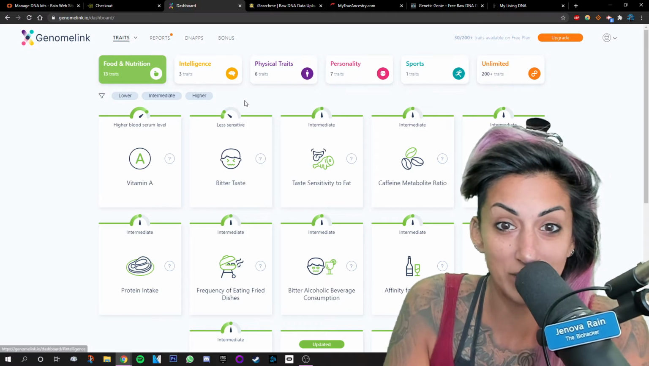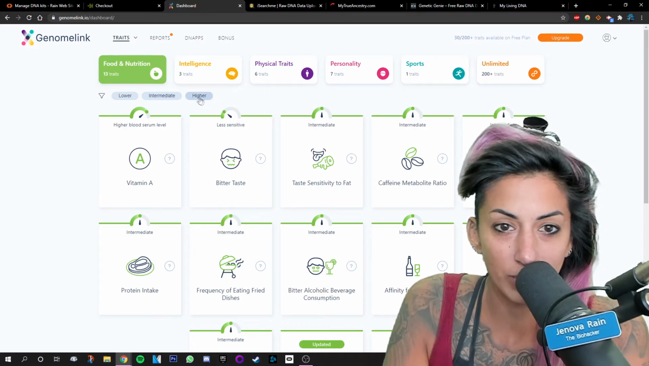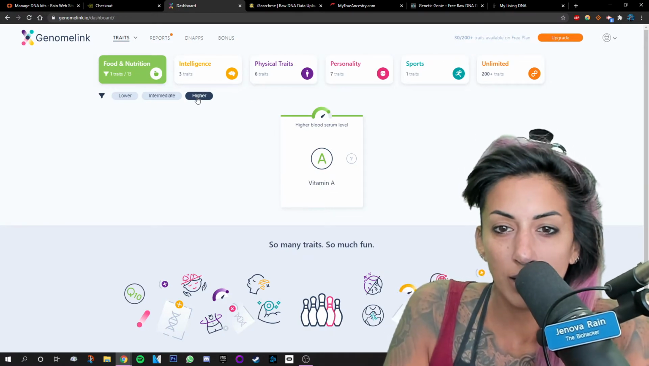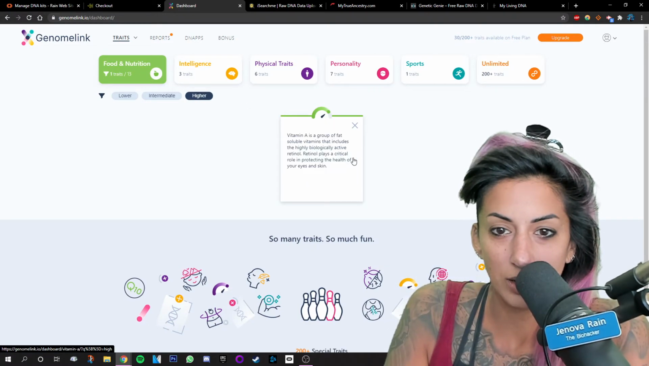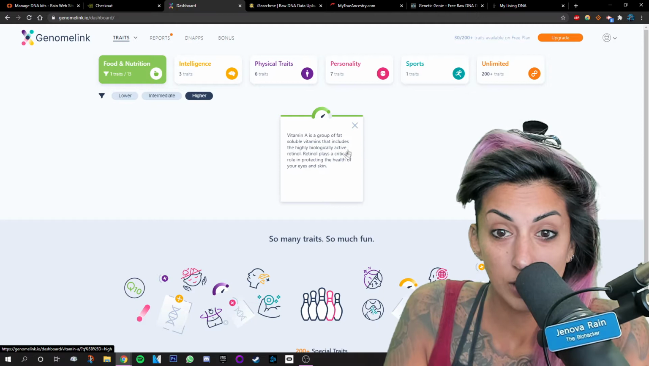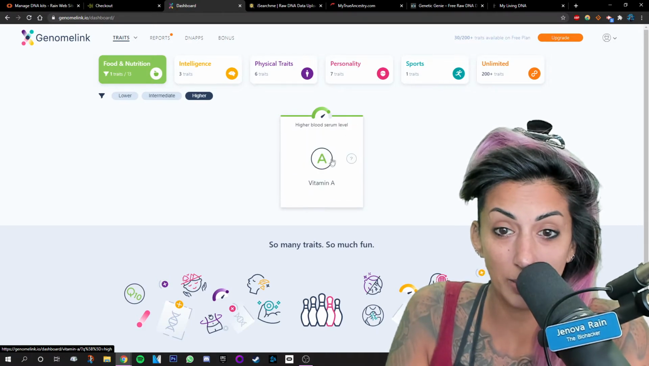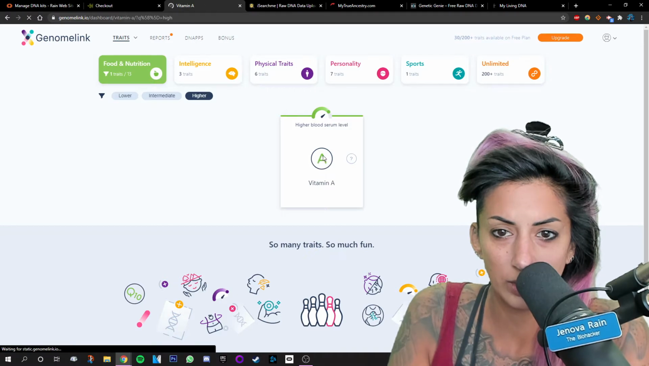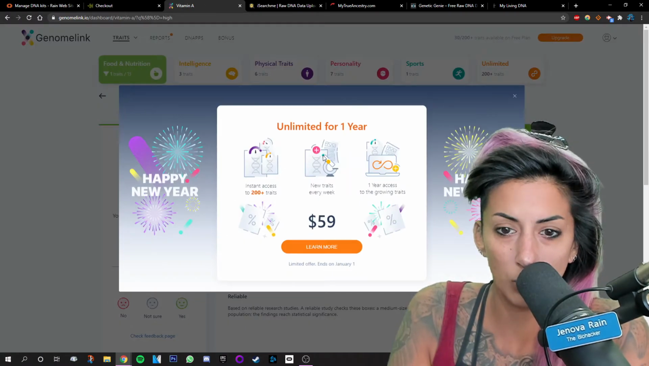Look at all the tabs. Look at the things. Can we do this by higher? Higher blood serum level. What does this mean? Vitamin A is a group of... a science lesson. Health of your eyes and skin. I think I'm good. Higher blood serum level of vitamin A. Can I click this? Can I do that?